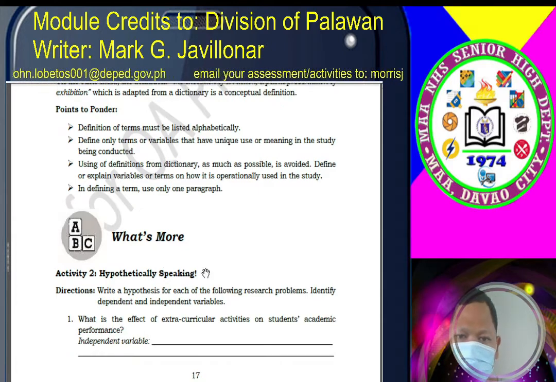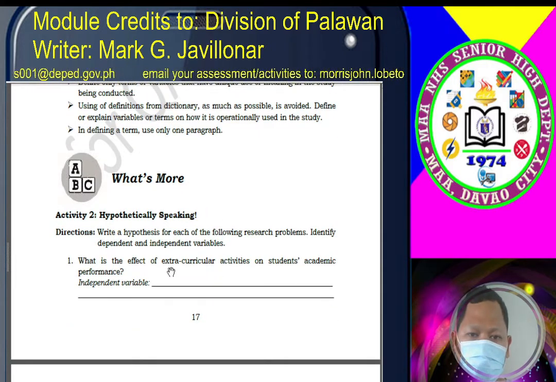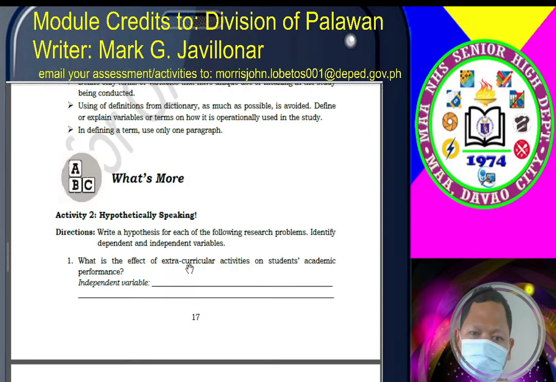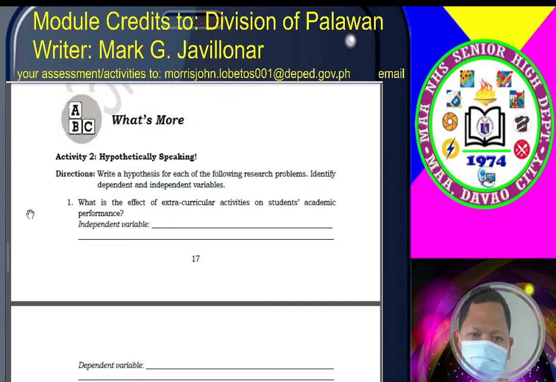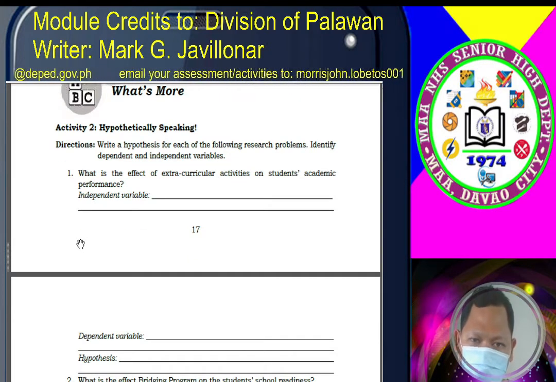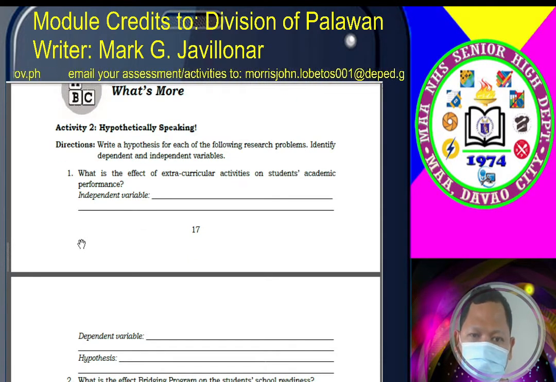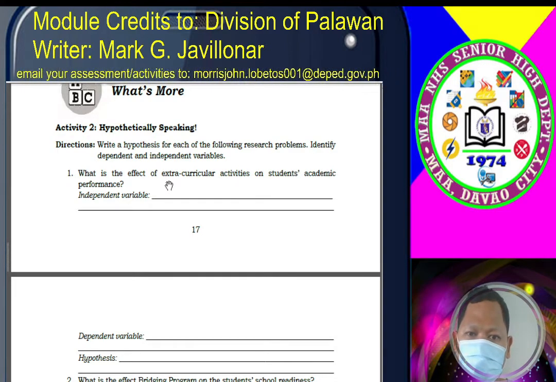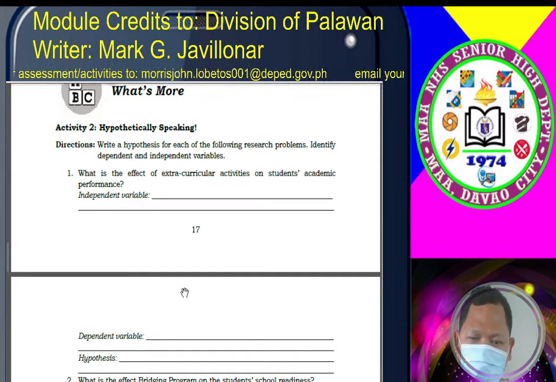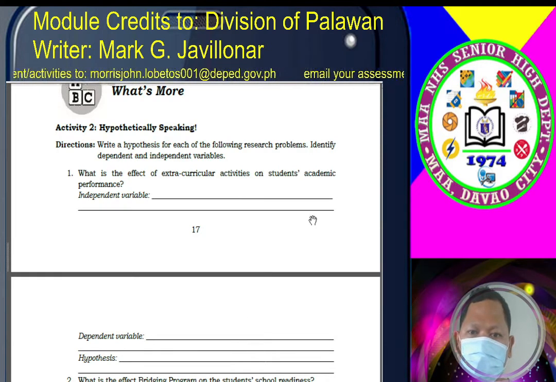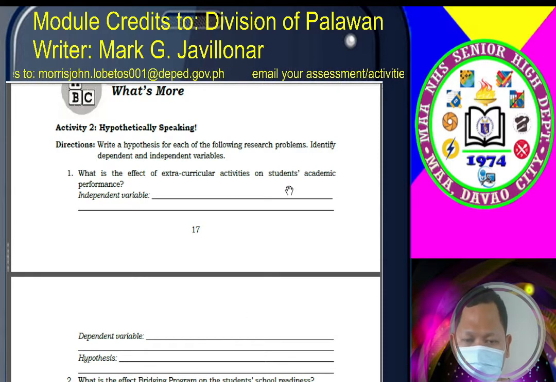Next, activity number 2. Hypothetically speaking, write a hypothesis for each of the following variables. You will identify the IV and the DV. For example, what is the effect of extracurricular activities on the students' academic performance? I'll just give an example and you do the rest. Here our IV is the extracurricular activities, and our dependent variable is the students' academic performance.